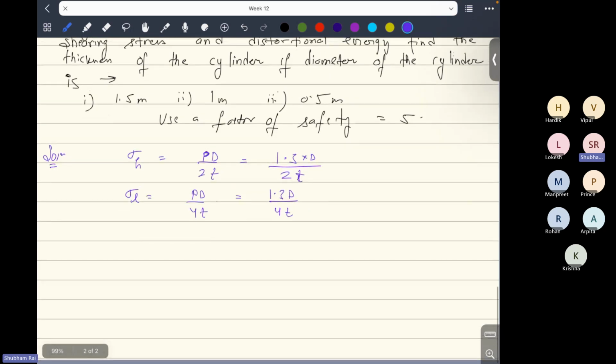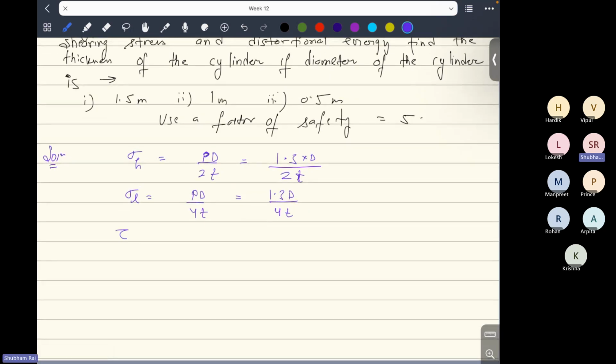Now let's say you have tau max, the maximum shear stress. What will be the maximum shear stress? We want to find out the maximum shear stress. Since these two are normal stresses, and in the radial direction in thin cylinders we assume that sigma r is 0, the maximum shear stress, if we consider the theta r plane, will have hoop stress in the theta direction and zero stress in the radial direction.